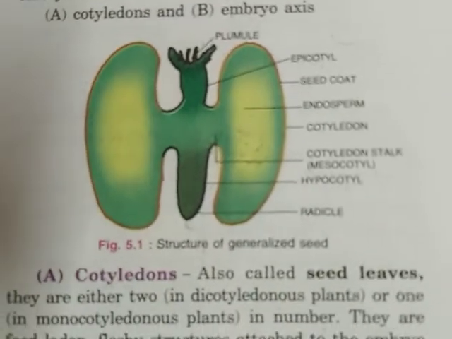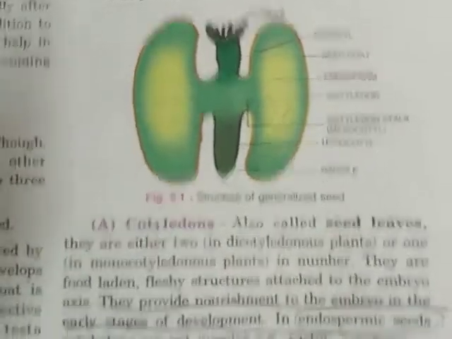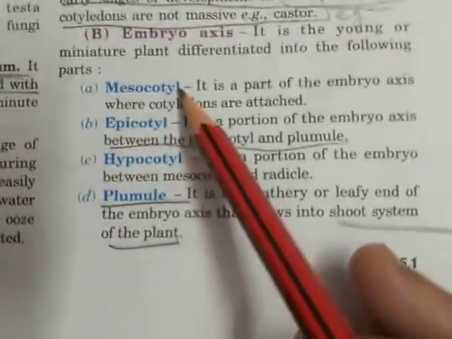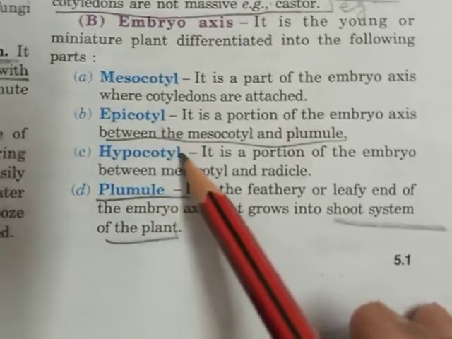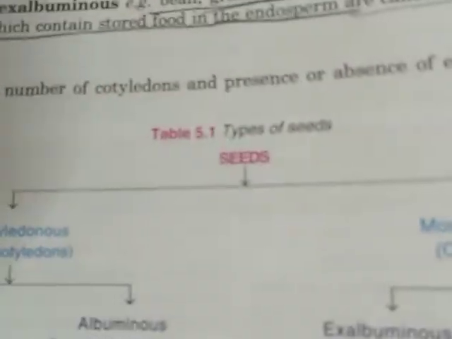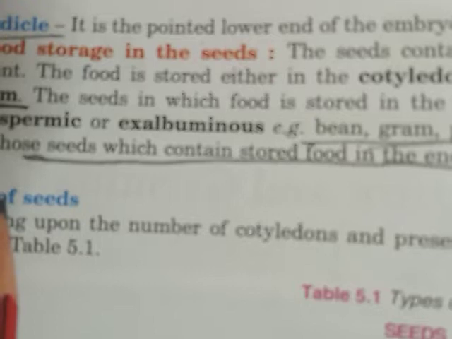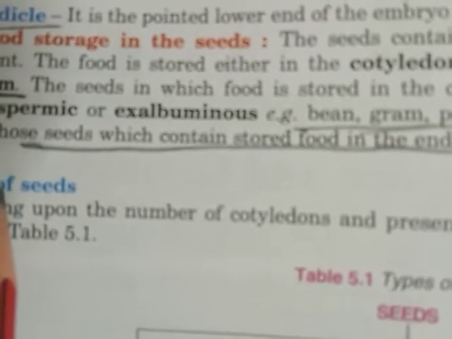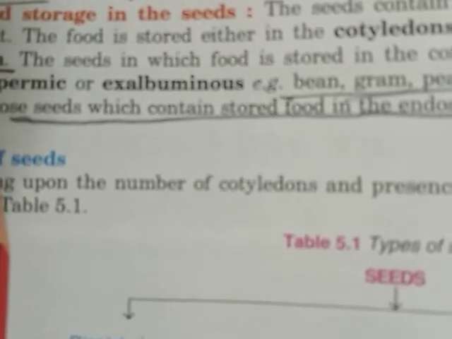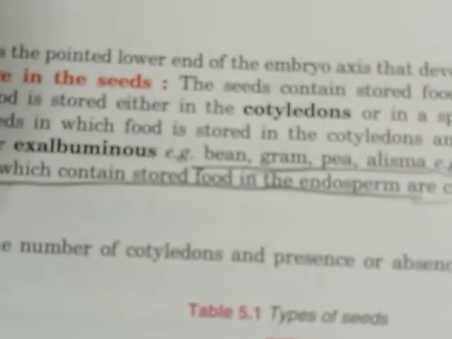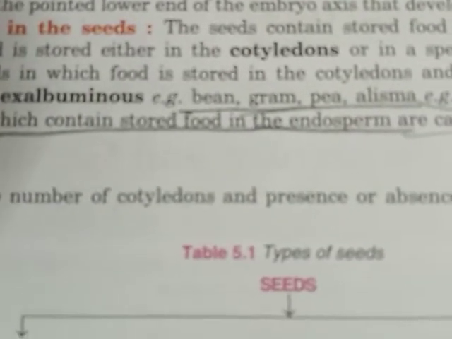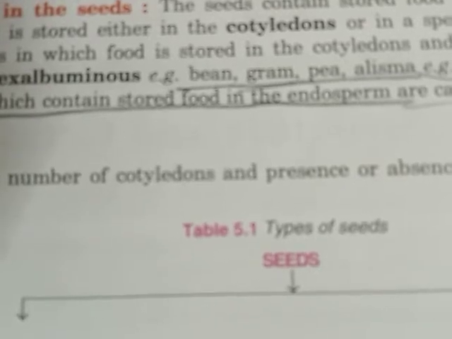So these are the parts of the embryo axis: mesocotyle, epicotyle, hypocotyle and plumule. Now we will see the food storage in the seeds. As I told you, some seeds are endospermic and some are non-endospermic. In endospermic seeds, the food is stored in the endosperm, and in non-endospermic seeds, the food is stored in the cotyledons.